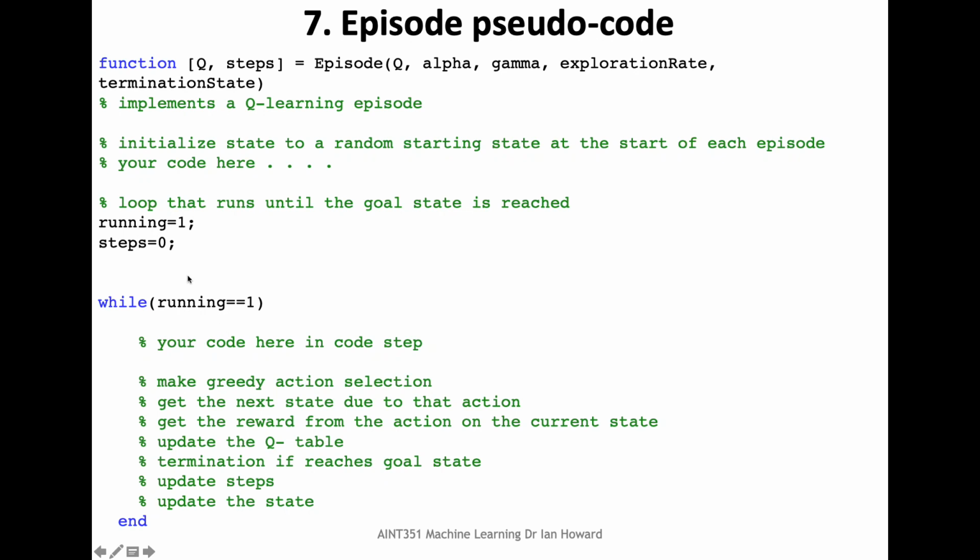And in effect, it can be run just using a while loop. It's running until it gets to the end point. And I've just put here some very simple pseudocode. In goes your code. It's going to have to make a greedy action selection, get the next state, get the reward, update the Q table, look if it's got to termination, update the states, and update the number of steps.